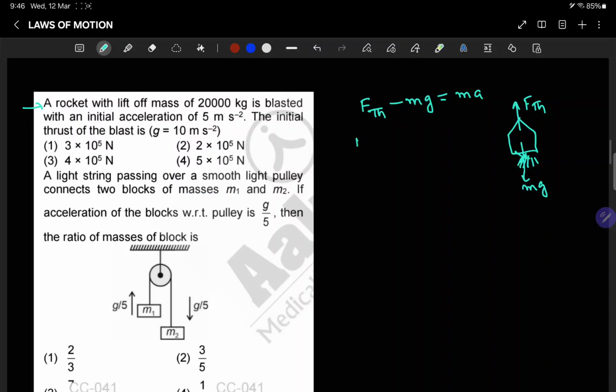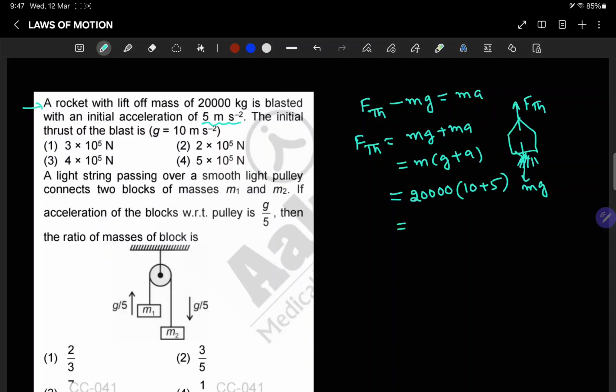Now here thrust only is asked, students. F thrust equals mg plus ma. That means m into (g plus a). Formula based question. Mass is given, 20,000, students. Yes, g plus a: acceleration due to gravity 10, acceleration given 5 meter per second square. Yes, 10 plus 5, 15.